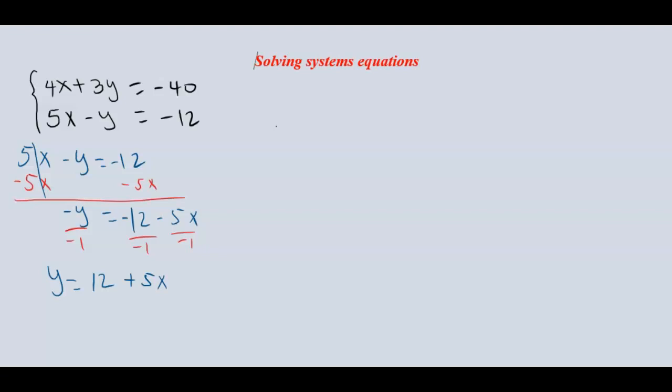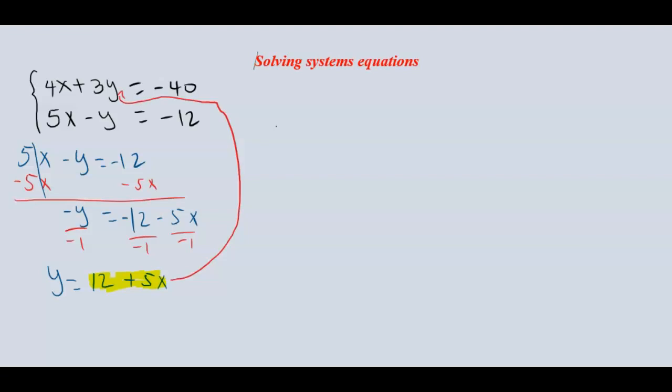Okay. Now that we have y by itself, what we're going to do is substitute the value of y in the other equation that we didn't use. So we're going to take this value here, 12 plus 5x, and substitute it over here for y.